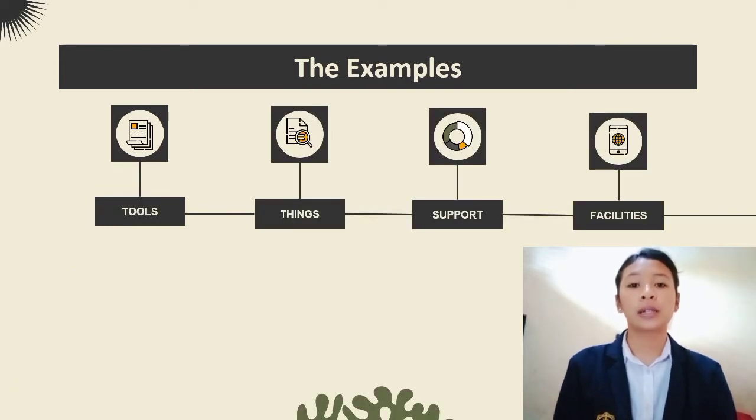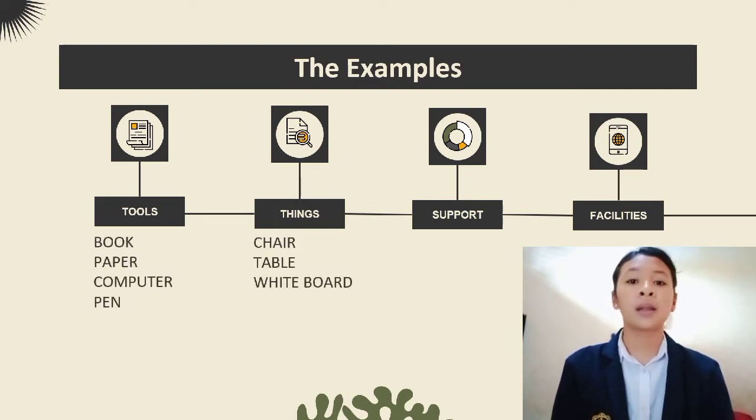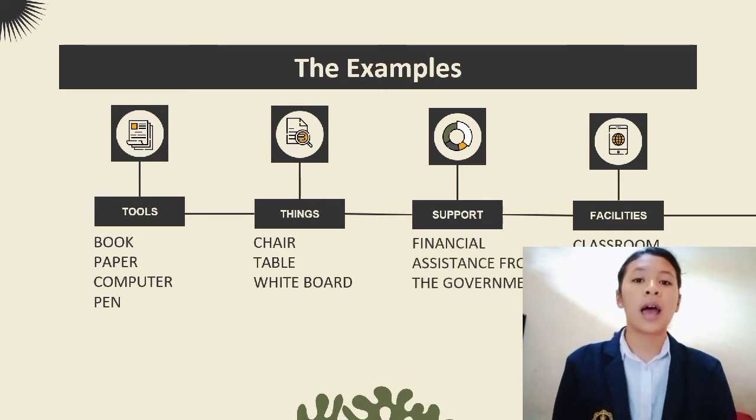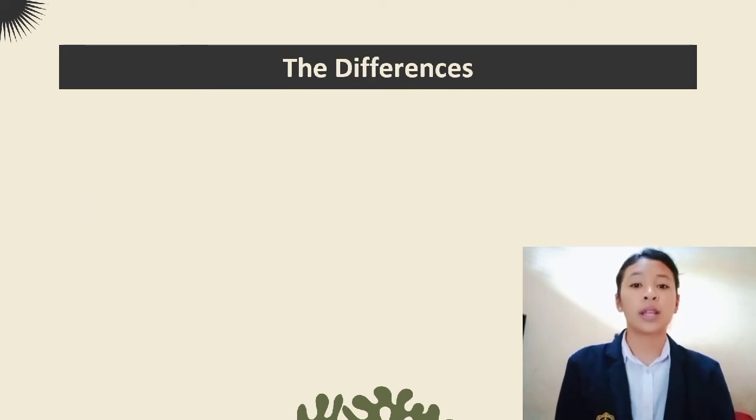The examples of facilities and infrastructure are book, pen, paper, computer, chair, table, whiteboard, or even the classroom and buildings, and extra support like financial assistance from the government. So that's all about the definition, the purpose, and the examples of facilities and infrastructures.